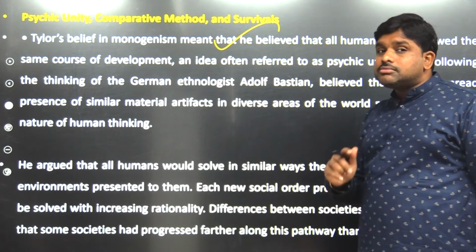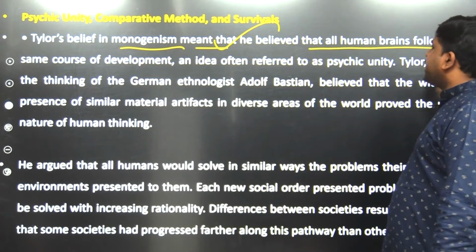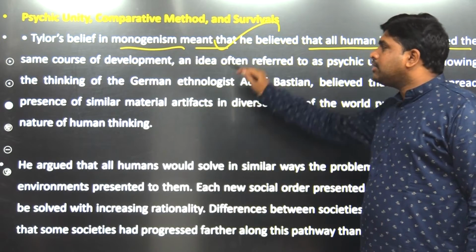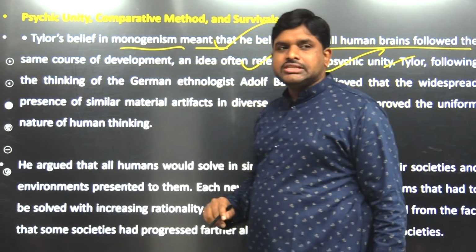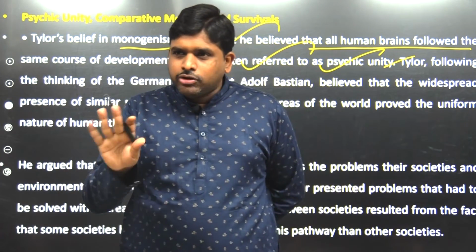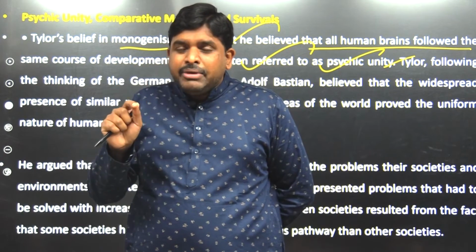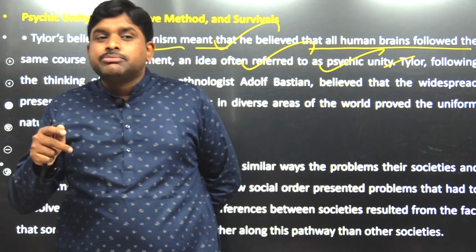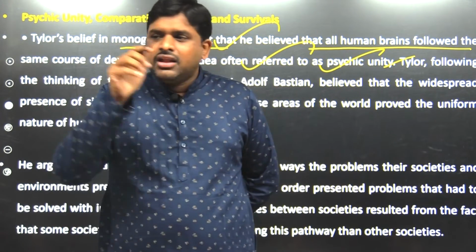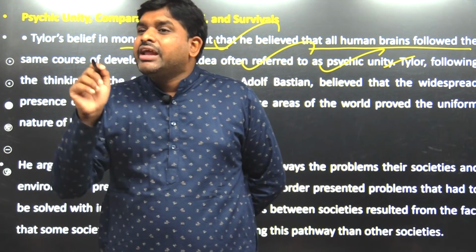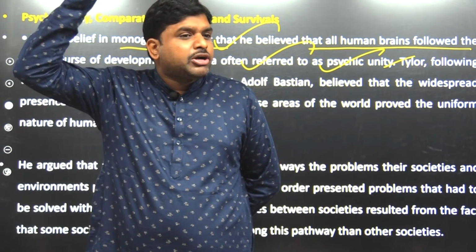Tylor's belief in monogenism meant that he believed that all human brains followed the same course of development, an idea often referred to as psychic unity. He told monogenism, the psychic unity of mankind. These three people together gave the term psychic unity of mankind, but E.B. Tylor first gave the term monogenism. My brain, your brain, his brain, her brain, everyone's brain is the same. Why? Because it's monogenism. Everyone's genes are the same with respect to the brain.